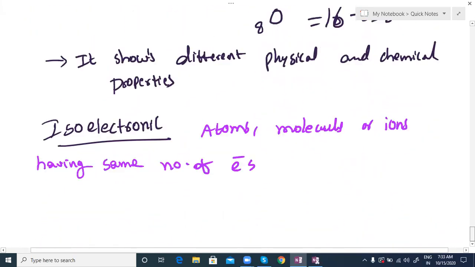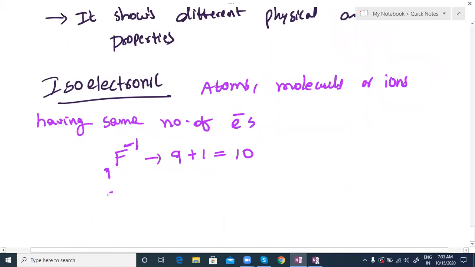I think you know how to count electrons, but I will explain here very clearly. For example, F minus. F generally has 9 electrons. Minus means one extra electron, total 10. Similarly, oxygen minus 2. Oxygen atomic number is 8, so 8 electrons, and minus 2 means gaining 2 electrons, so you add 2. Total 10 electrons.